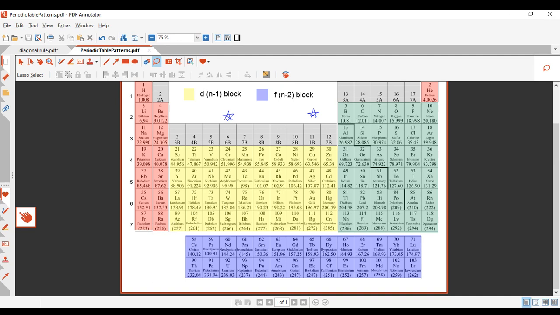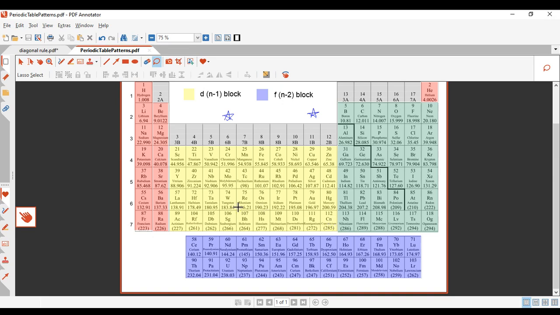Same thing here. We have 87, 88, 89. So actinium would actually be 5f1, 5f2, all the way up to 5f14, and then we would have 6d1, 6d2, all the way up to 6d10.